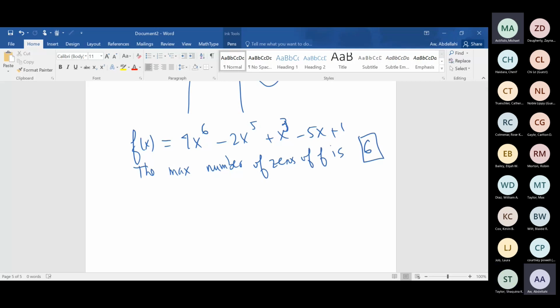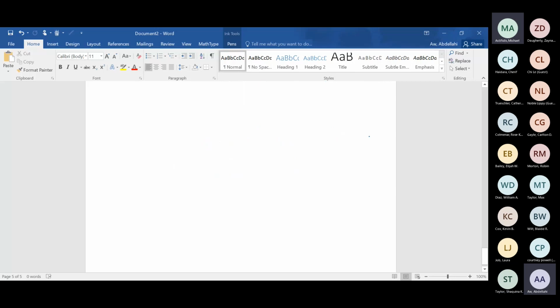That is the relationship between the degree and the number of x-intercepts, right? You see, this polynomial can have 5 zeros, or 3 zeros, or 2 zeros, or 1 zero, but at the most, it is 6. It cannot exceed 6. Okay. So now we have local maximum, local minimum.